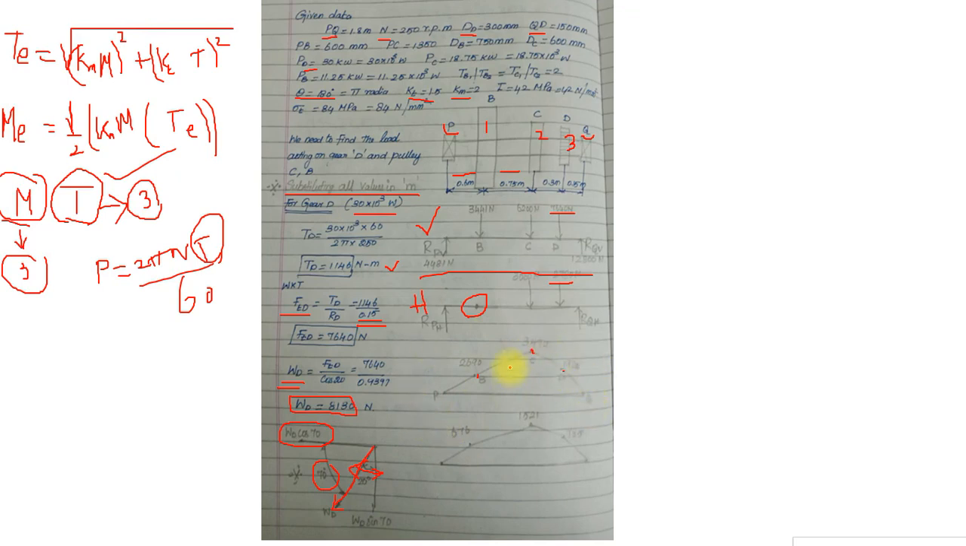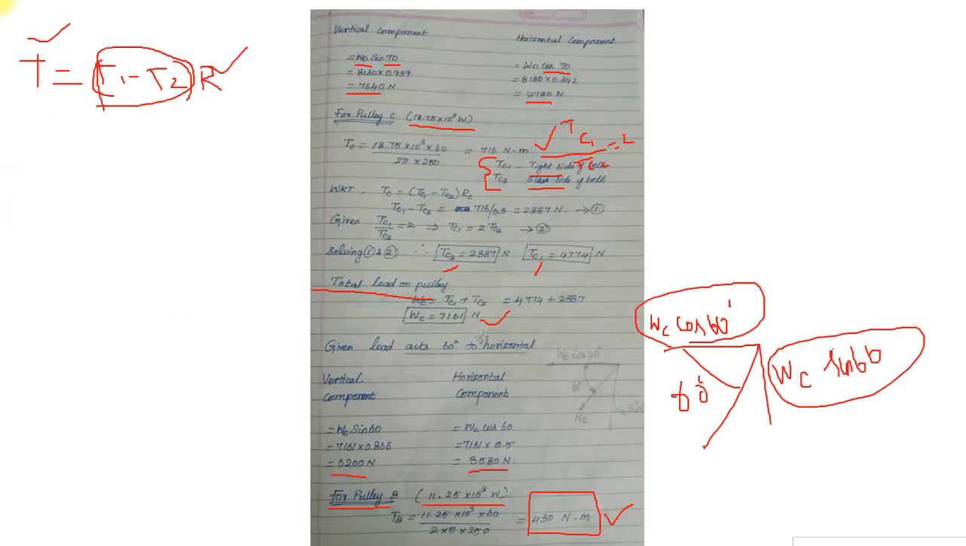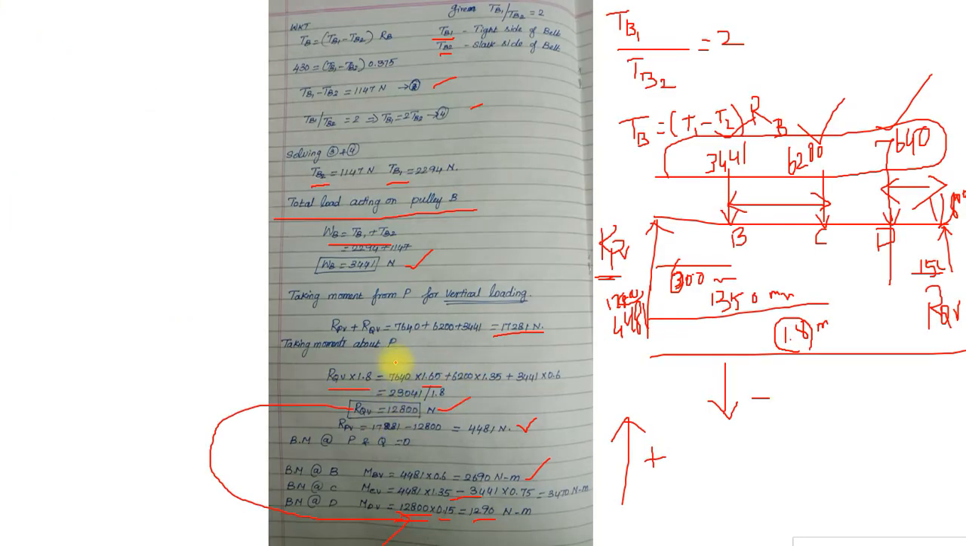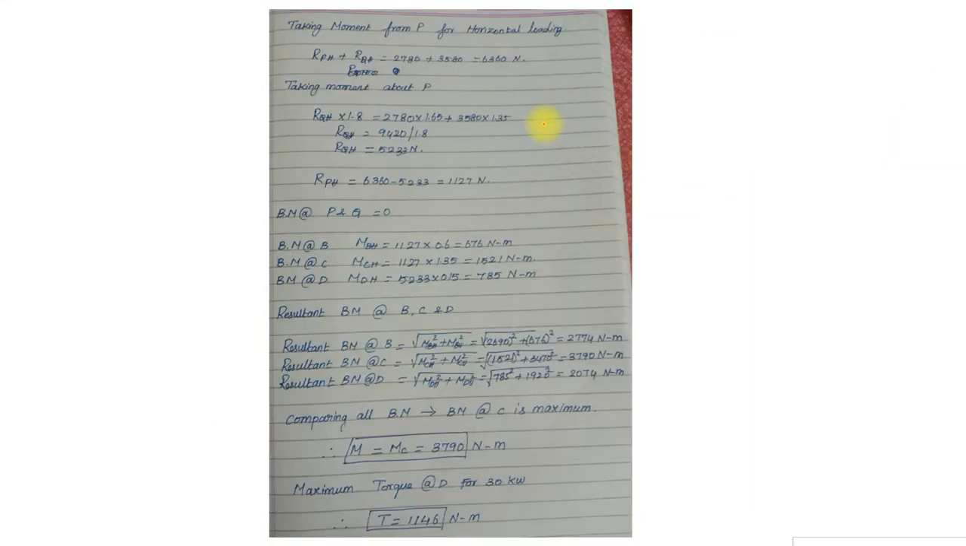I have marked and found the bending moment diagram. This I have done for vertical loading. You can see I have done this particular bending moment for vertical loading. Similarly, for horizontal loading I have to find the bending moment. So the procedure is the same.